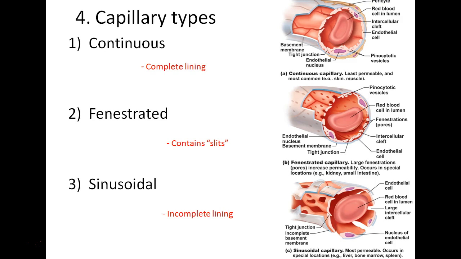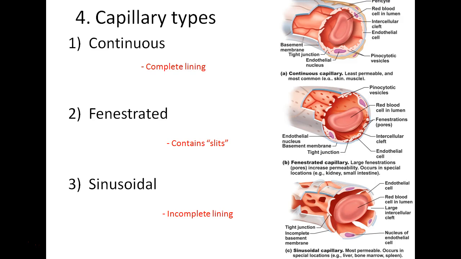So let's look at our first type, the continuous type of capillary. This is marked by a complete lining. And so in this type of capillary, we have endothelial cells that have a continuous surrounding around the lumen. These endothelial cells are joined together by what are called tight junctions.